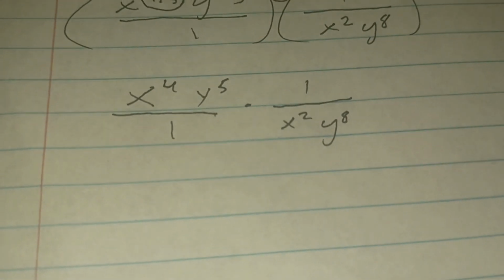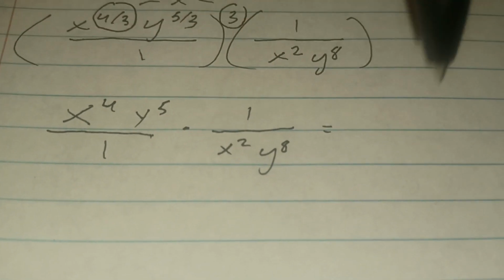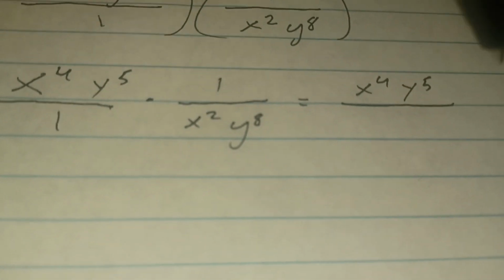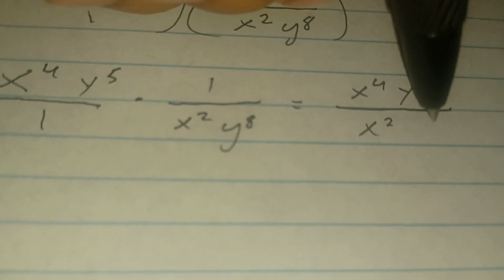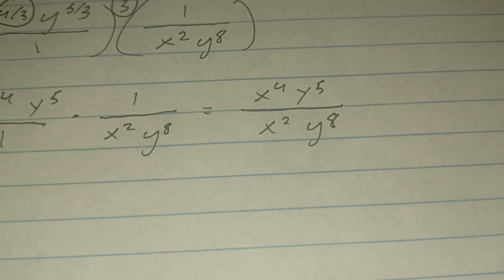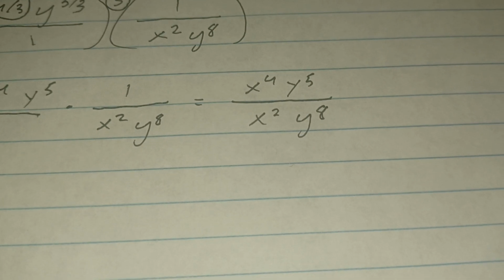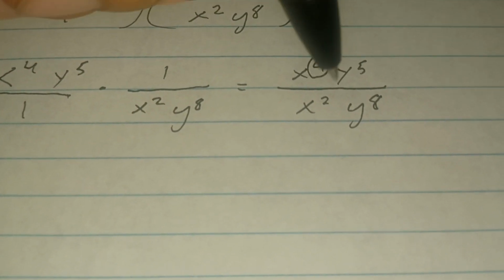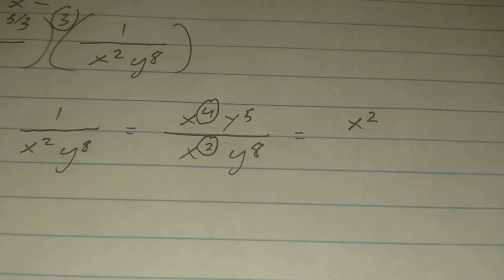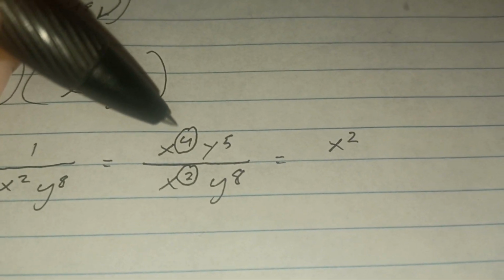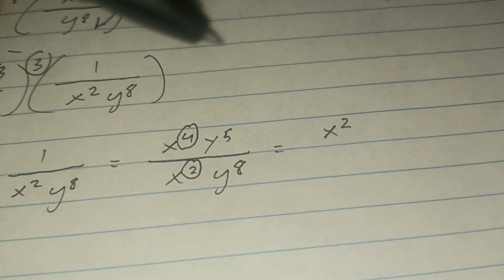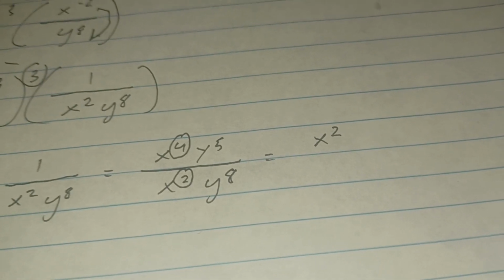Now you just multiply across, which you are going to be left with x to the 4th power, y to the 5th power, and x to the 2nd power in the denominator, y to the 8 in the denominator. That's what you're going to be left with. But now we can see that we can basically cancel some terms, right? We have a 4 and we have a 2. These two cancel out, so we're only left with x to the 2nd power in the numerator, because 2 is less than 4, and they cancel each other out, so we're left with x to the positive 2 in the numerator, right?